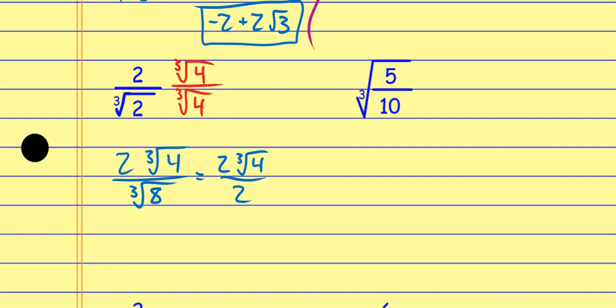The cube root of 8 is a 2. And now look at this. The 2's cancel. I'm just left with the cube root of 4. And no, you cannot simplify the cube root of 4 any further. 4 is a perfect square, not a perfect cube.